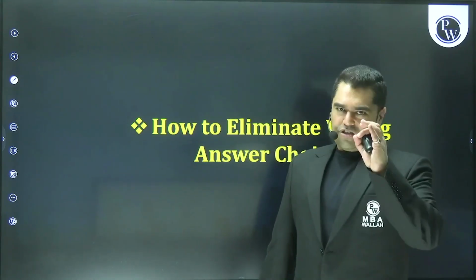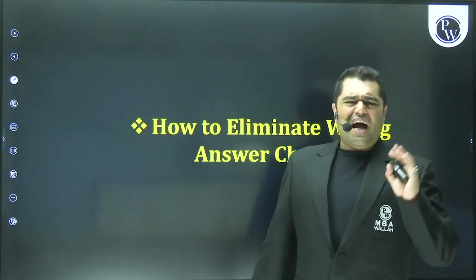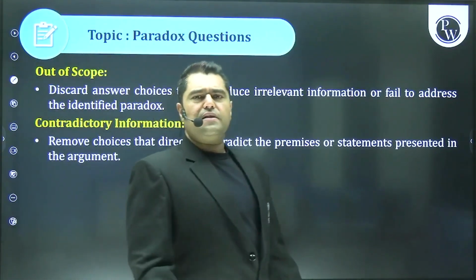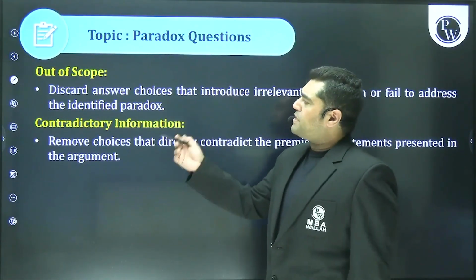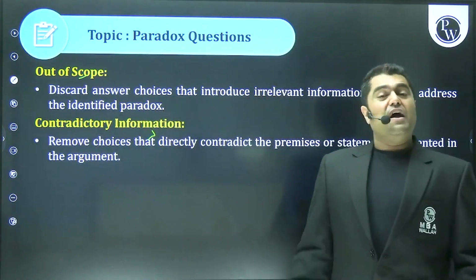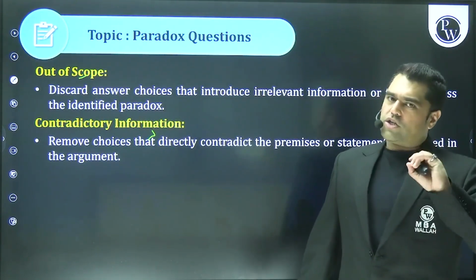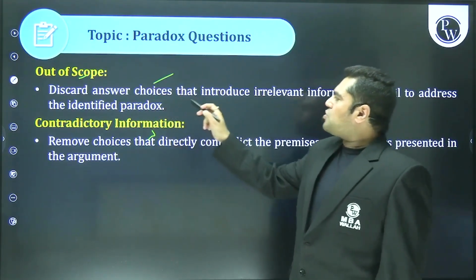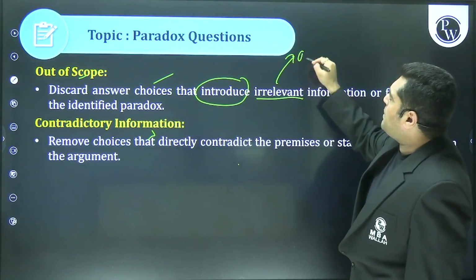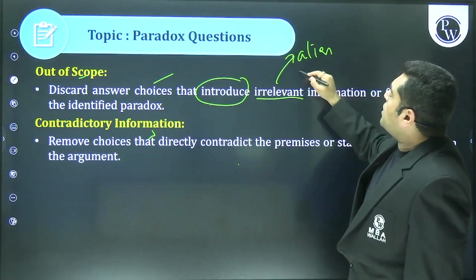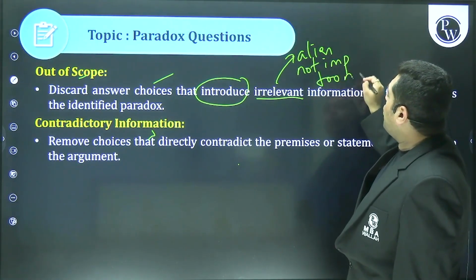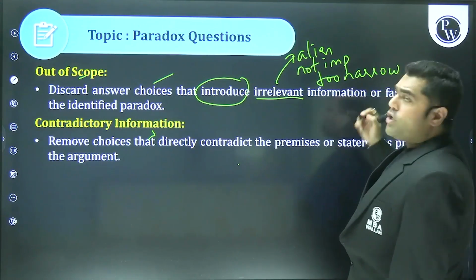Now, last bit, and then we start solving. How do we eliminate wrong answer choices? What is it that we do about them? तो वो भी देख लेते हैं. Paradox में 100% anything which is out of scope. Don't you think this is now getting repetitive? I always say this. So this is a good checklist always. Discard answer choices that introduce beta irrelevant. Irrelevant मतलब alien. ठीक है? Not important. ठीक है? It could be too narrow. ठीक है? Or too broad.